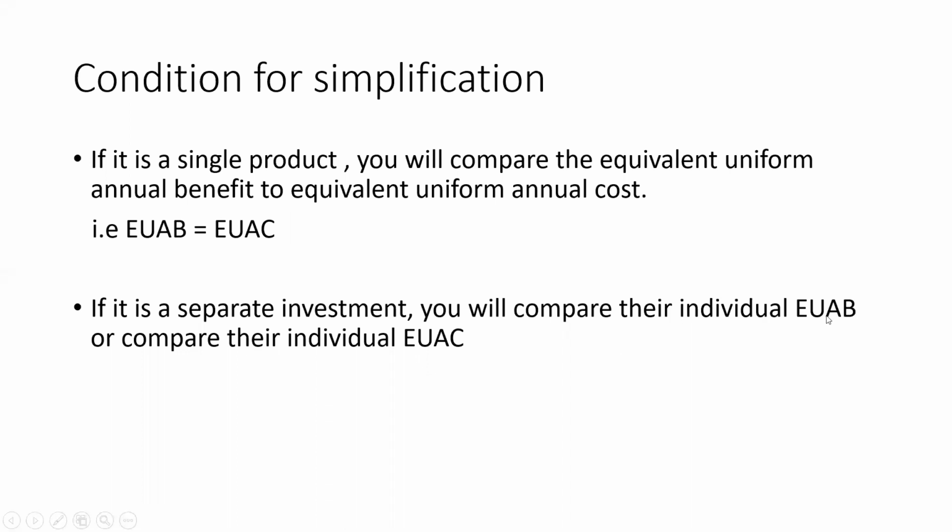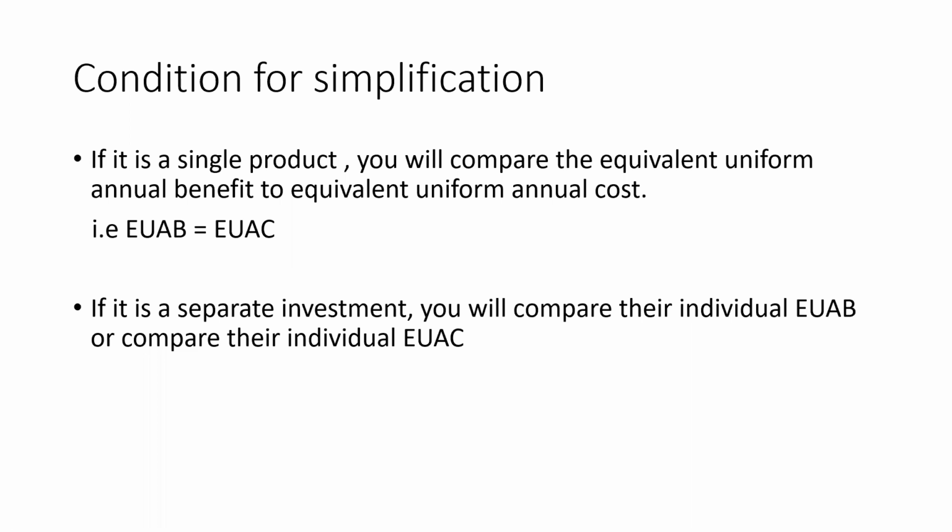If I'm not comparing their EUAB, then I would definitely be comparing their EUAC. You can see that it is stylishly different from single product. In single product, I compare the same value I'm dealing with, the same component, so I'm comparing the equivalent uniform annual benefit to its equivalent uniform annual cost.